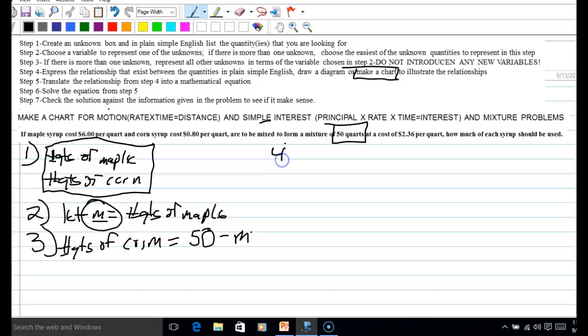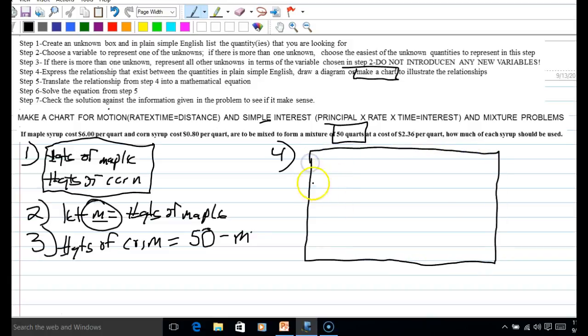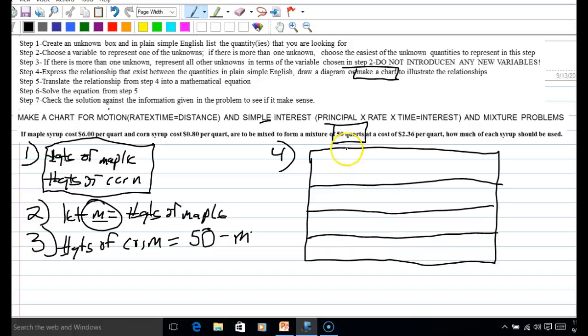Step 4 is to make a chart. Now when it comes to mixture problems, you're going to have a row to represent each of your components, plus a row to represent the mixture itself.